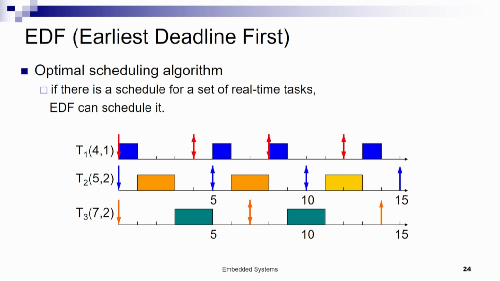So, we say that earliest deadline first is an optimal scheduling algorithm, which means that if there is a schedule for a set of real time tasks, EDF can schedule it. So, if there is any algorithm that can schedule a set of periodic tasks on a uniprocessor system, then EDF can also schedule that task set.